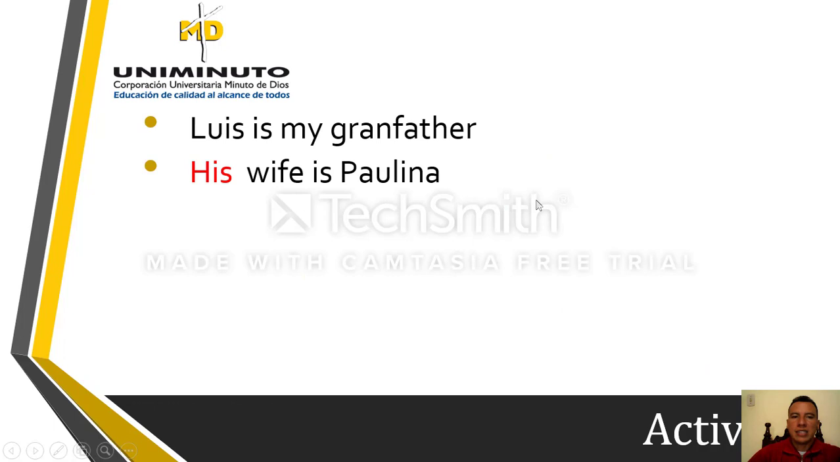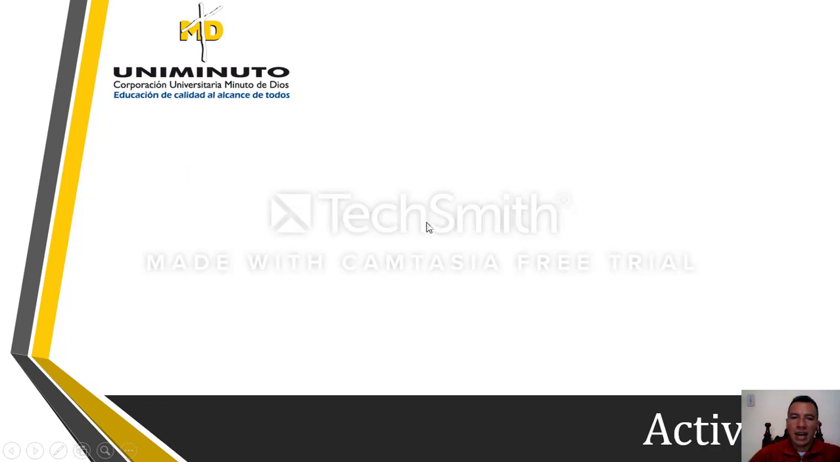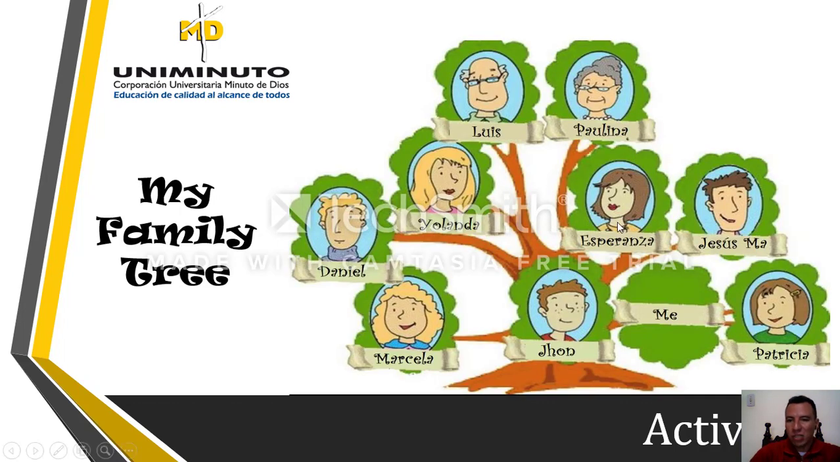Another example, I can say, my mother's name is Esperanza. This is the possessive case. It's the same as if I say the name of my mother is Esperanza, but this is more reduced. It's a kind of contraction, but the idea is to use the possessive case in order to shorten the sentence. And I can say, my mother's name is Esperanza. As you can see, this is my mother, Esperanza, and my mother's name is this.